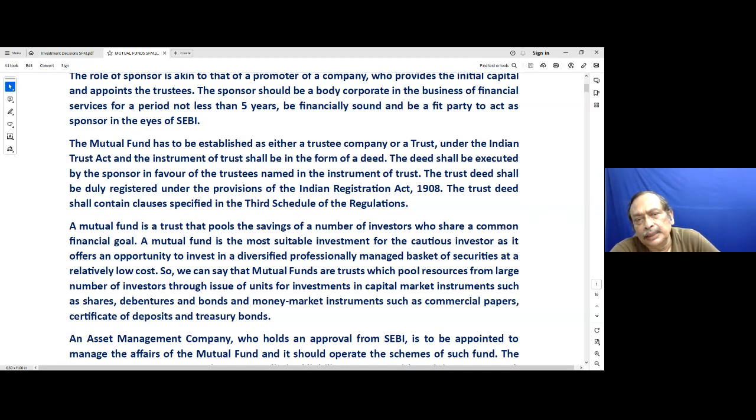The mutual fund has to establish either a trustee company or a trust under the Indian Trust Act, and the instrument of trust shall be in the form of a deed. The deed shall be executed by the sponsor in favor of the trustees named in the instrument of trust. The trust deed shall be duly registered under the provisions of the Indian Registration Act. The trust deed shall contain clauses specified in the third schedule of the regulations.